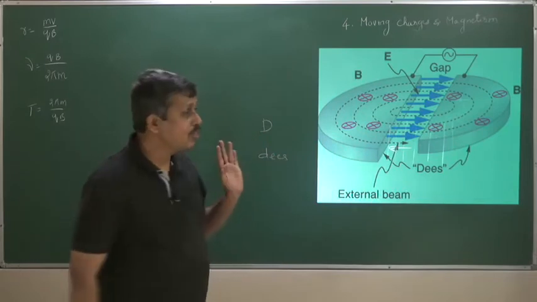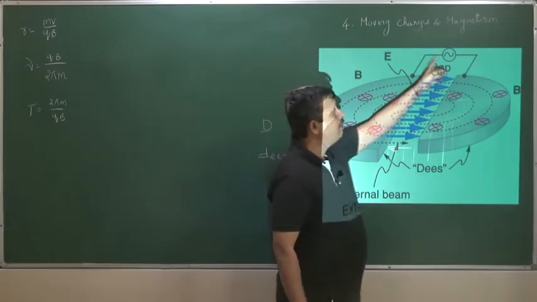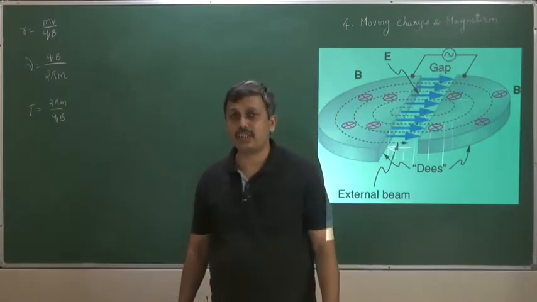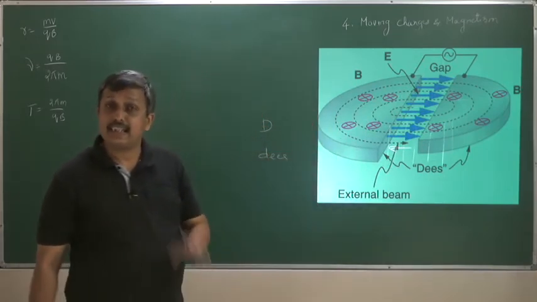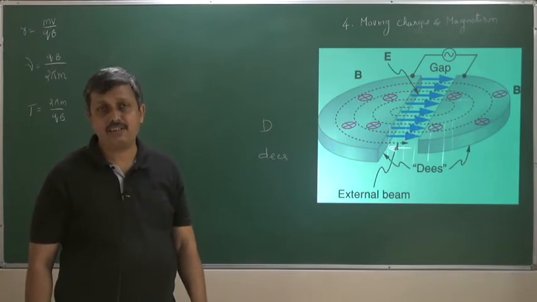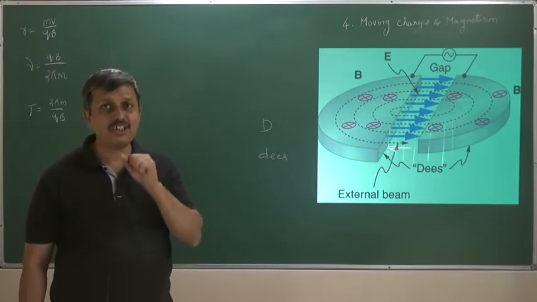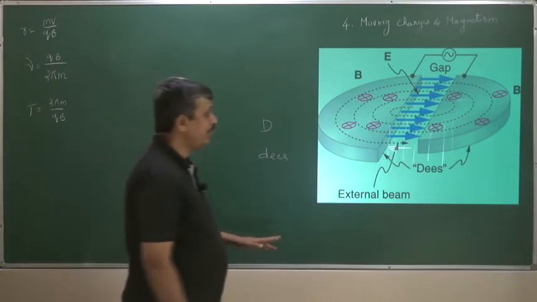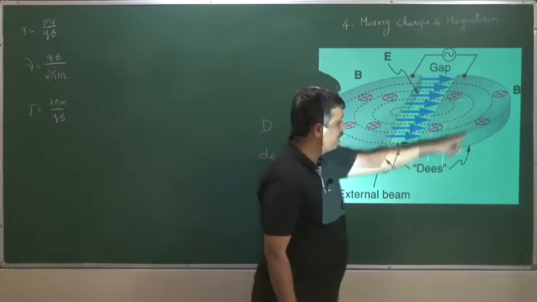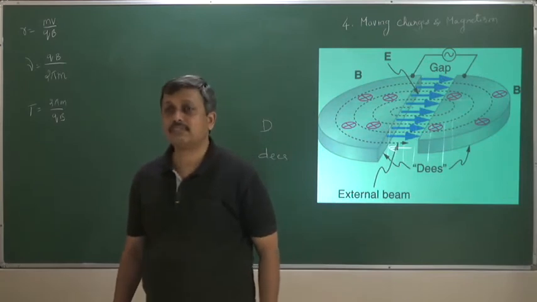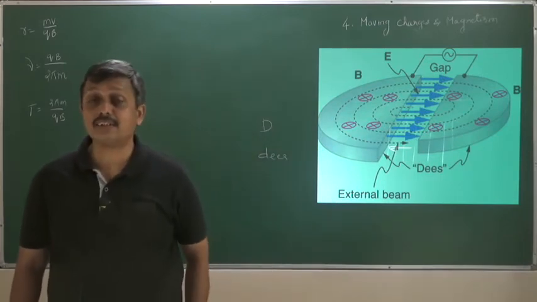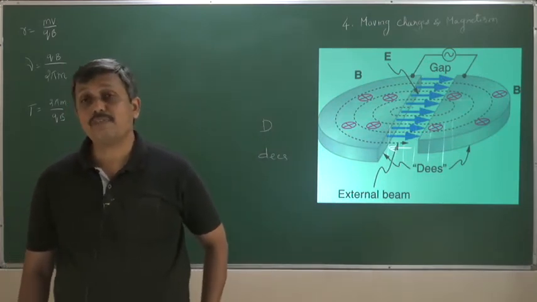To be able to do that, we connect an alternating current generator, an alternating voltage source, AC, to that, and it adjusts its frequency such that exactly the time it takes from here to here, it switches over to the other side. So how are we able to do that? That is the beauty of the cyclotron.